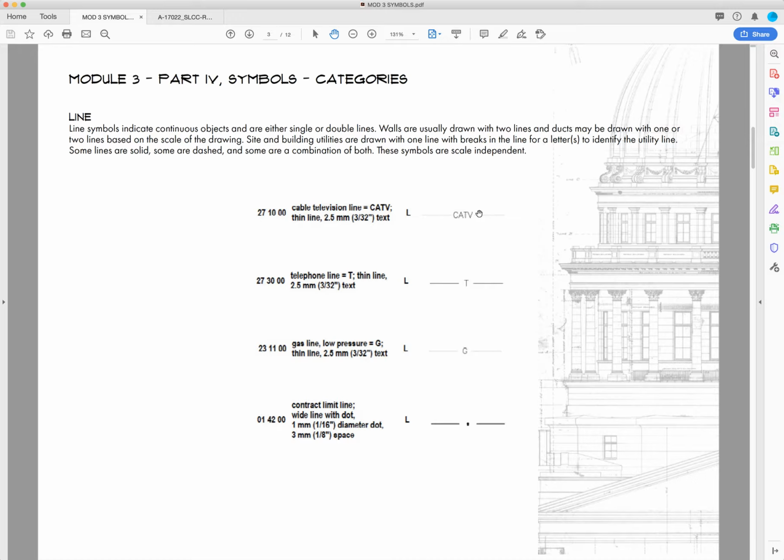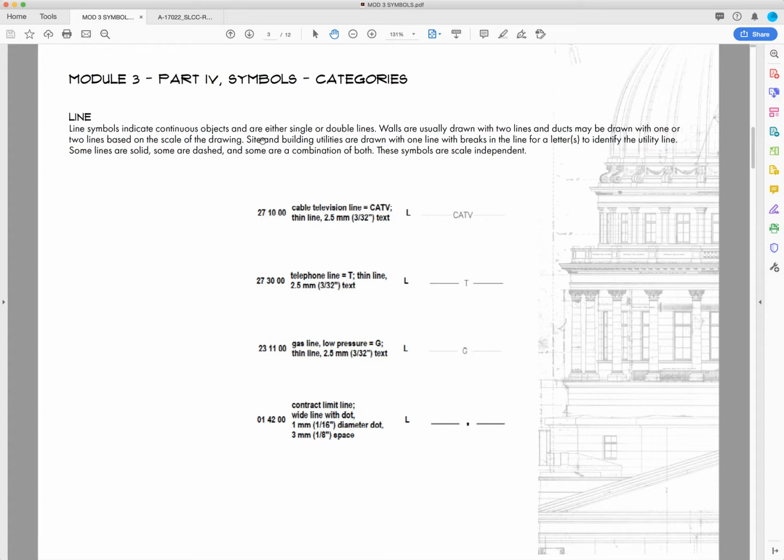Now when we talk about ducts, when it says that it may be drawn with 1 or 2 lines based on the scale of the drawing, there are plan sets that are referred to as single line diagrams, which means that even though the object might have a width to it, it'll just be indicated with 1 line, or a single line diagram. Site and building utilities are drawn with 1 line with breaks in the line for a letter to identify the utility line.